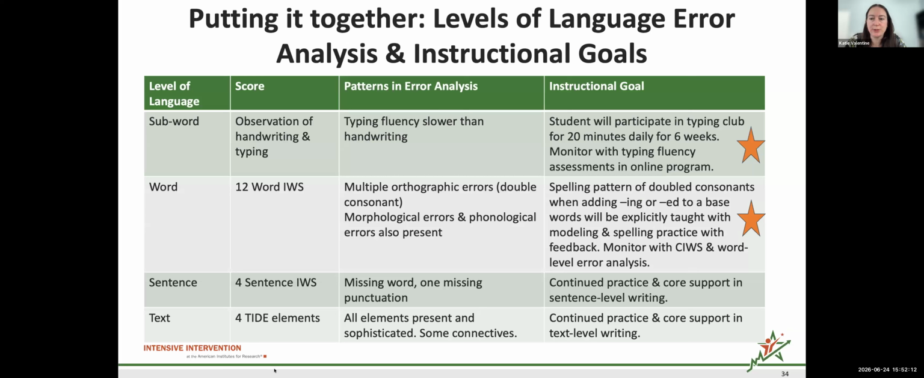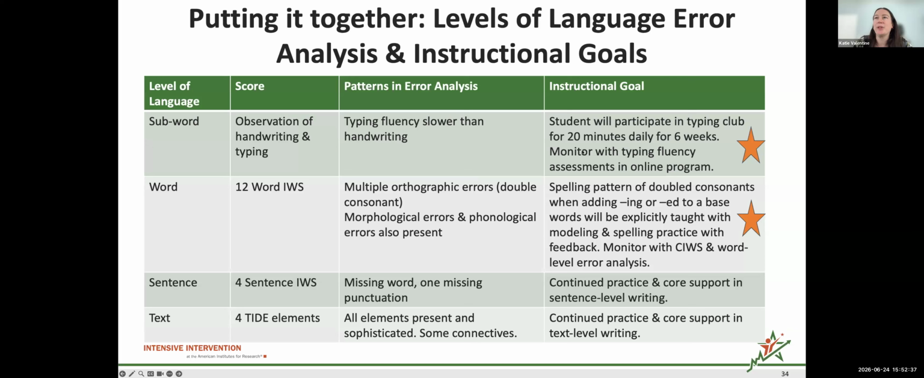Putting it together. So again, creating some of those really specific instructional goals. I don't have a ton of time to go into that today, and that could be a whole other presentation on its own, is how do we make targeted goals on this. But you can see here, this is just an example of something that you might consider in this error analysis. I've starred the two places that I want to prioritize with this student.